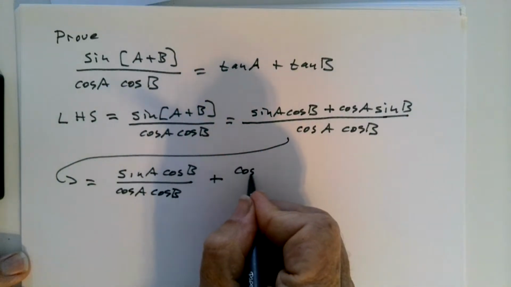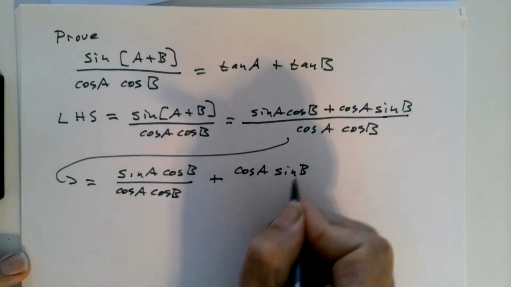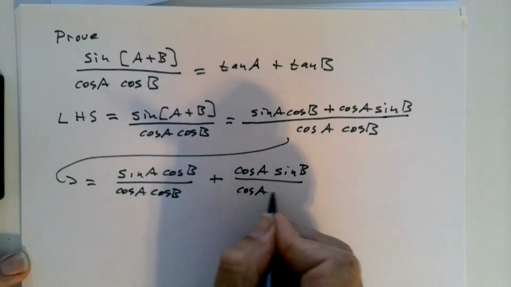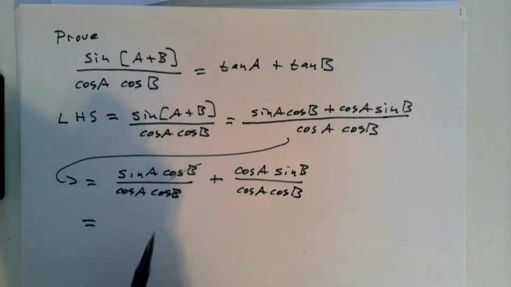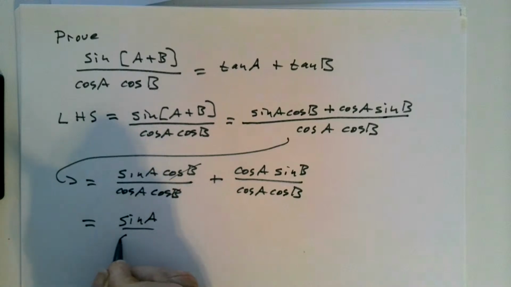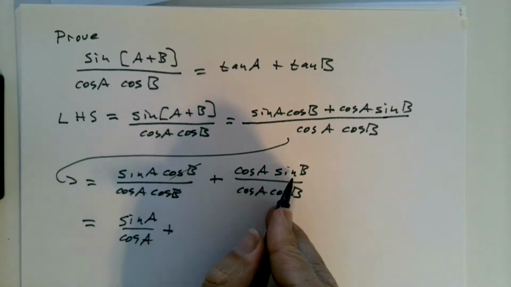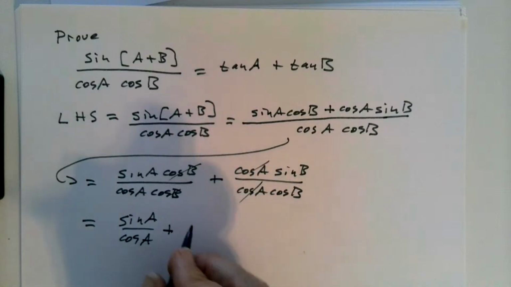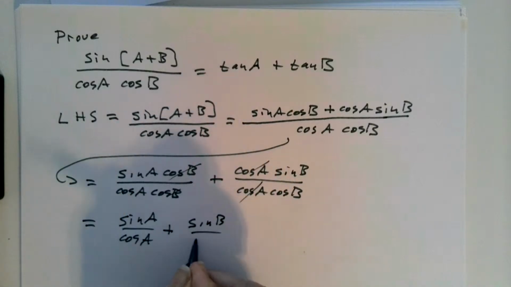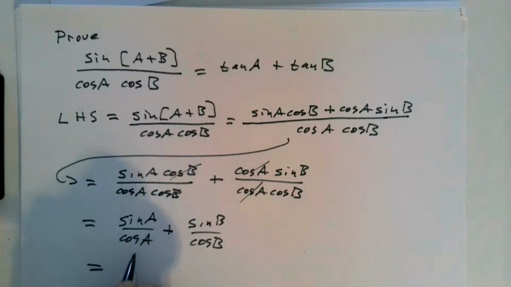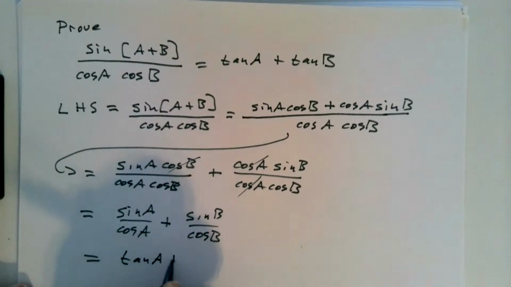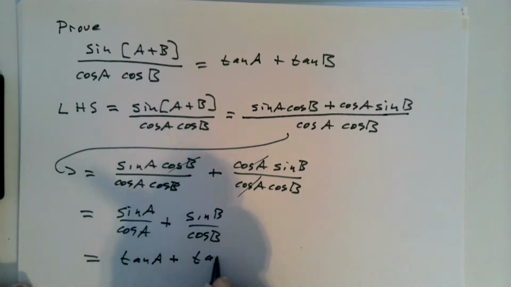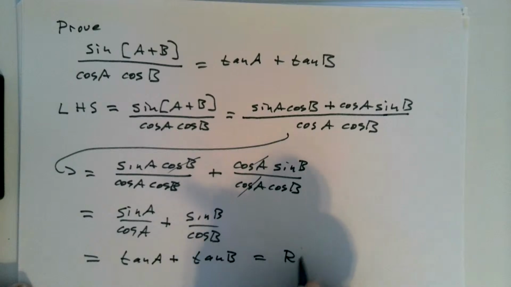Plus cos A sine B over cos A cos B. Equals what? What cancels? You'll notice cos B over cos B divides out, leaving me sine A over cos A. Plus, notice here the cos A's divide out, and I get sine B over cos B. But sine A over cos A, that is just tangent A, plus sine B over cosine B, that's just tangent B, and that equals the right-hand side.